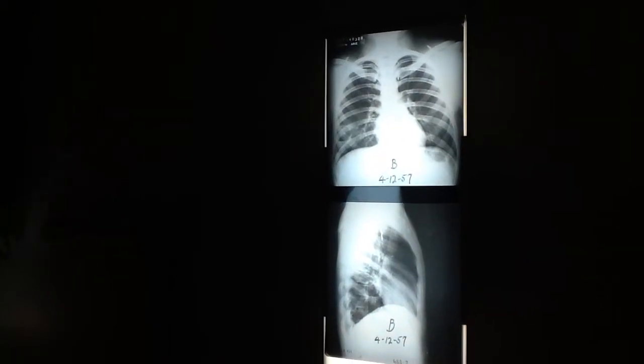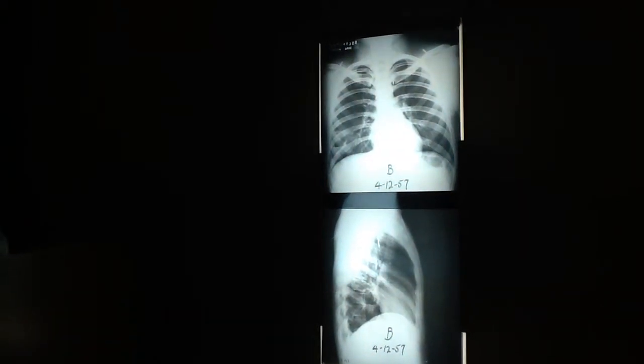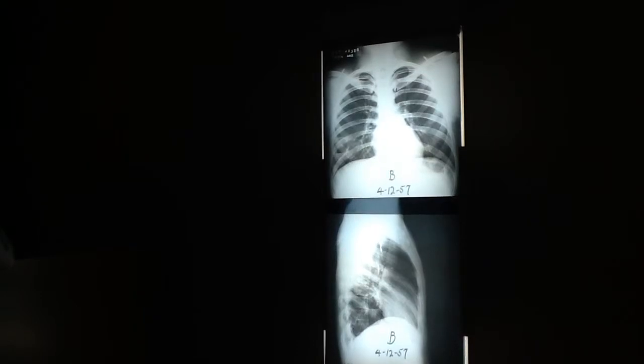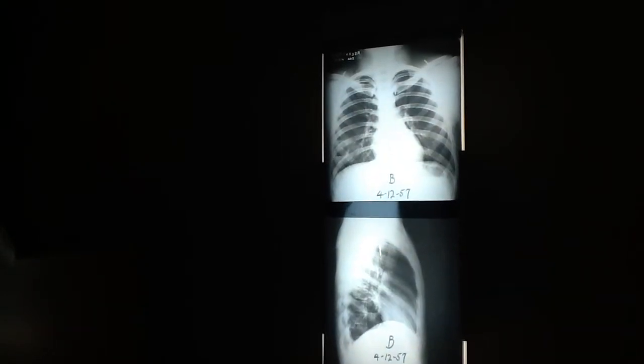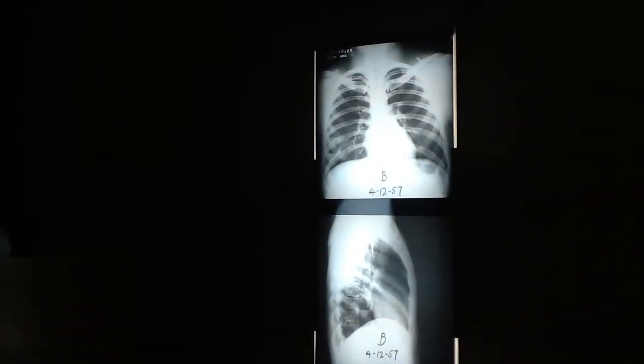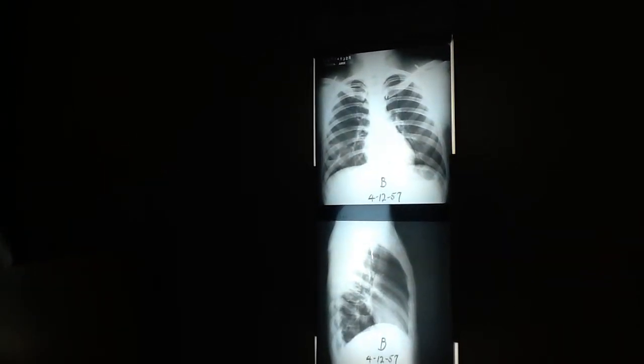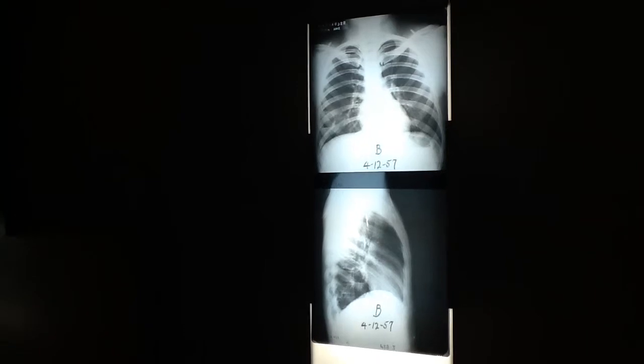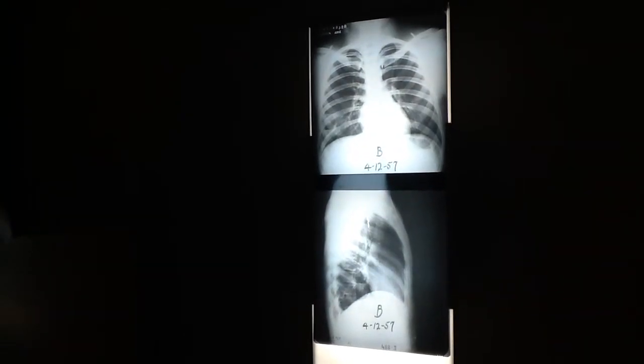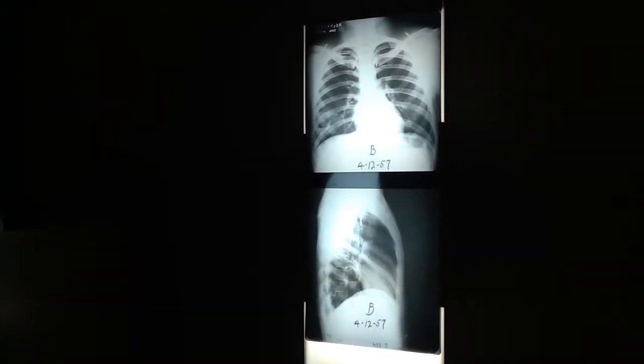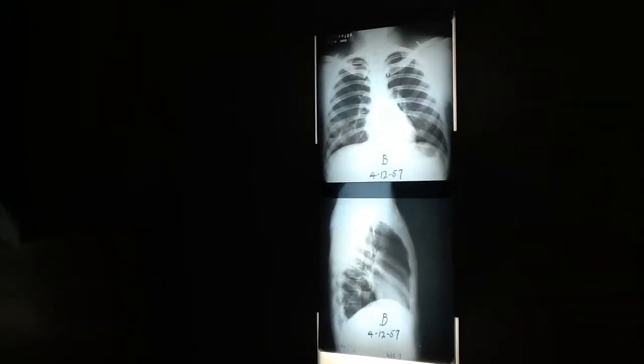Cavitation with air fluid level. Okay, what are the characteristics of it and where is it located? Thin, well-defined wall, peripheral, basilar. That's a thin wall cavity. Inner border is pretty well defined. Outer border slightly fuzzy, wouldn't you say?